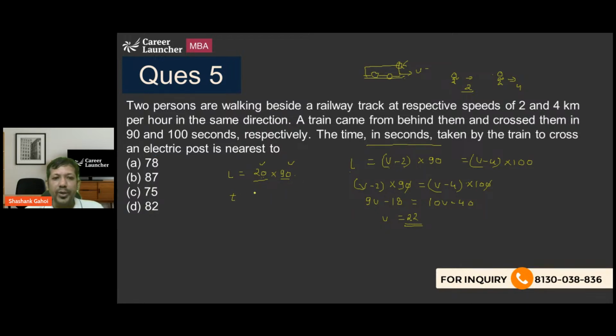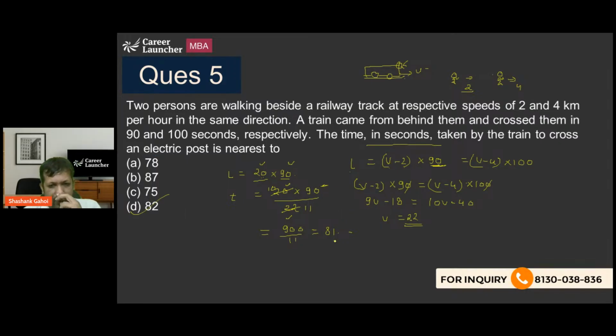So time is going to be distance, 20 into 90, and the speed is 22, right? This is in kilometer per hour, and this is also in kilometer per hour, so both cancel out. My answer will be in seconds only, because the unit of this 90 is in seconds. So this is 10 and this is 11, so it is 900 upon 11. This value comes out to be 81 point something. So my answer to this question is option D.